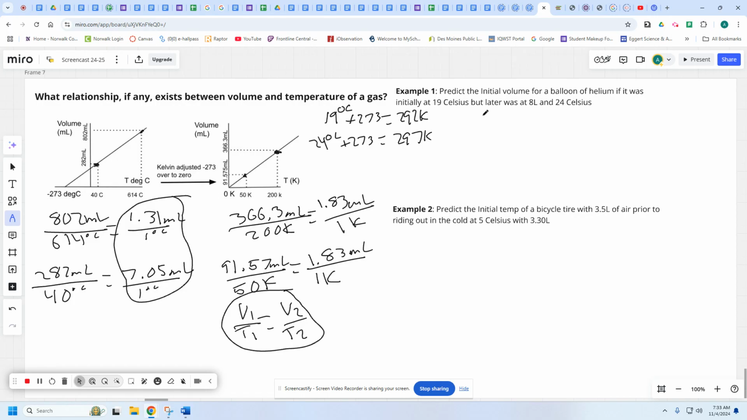I already know it says in the beginning that it wants the initial volume, so that's going to be V1, and at the temperature of 292 Kelvin. And we're going to assume that 8 liters is the final state because it says later was at 8 liters. And then a final temperature of 297 Kelvin. Our goal is to get the variable by itself. Luckily for us, V1 is in a very desirable numerator position. So I'm going to simply unlock the V1 from the 292 Kelvin through multiplying, since it's stuck as a ratio in the division.